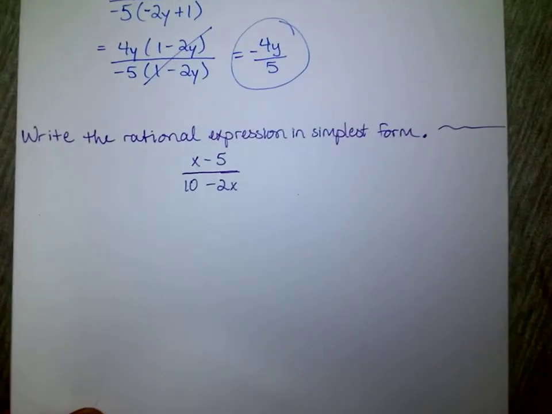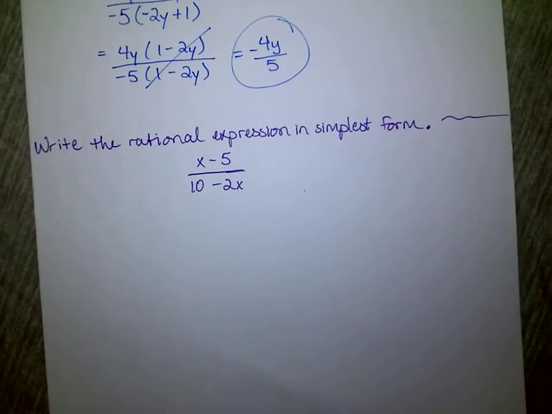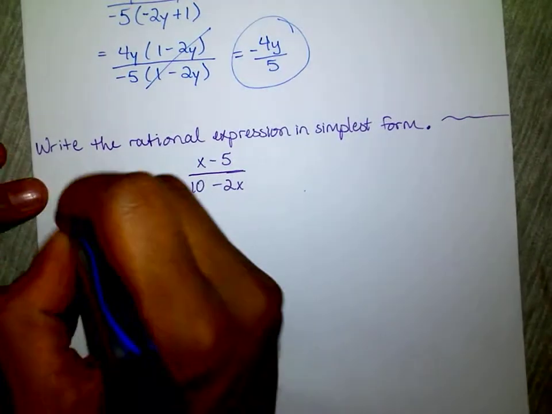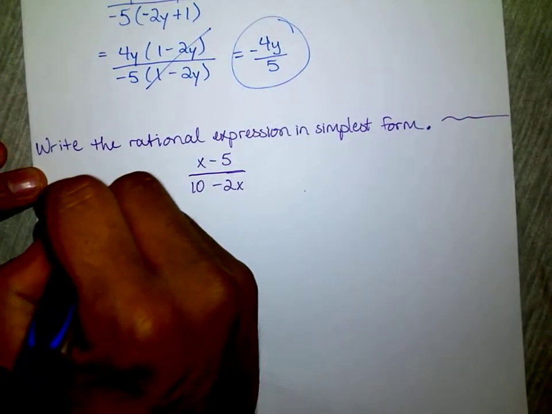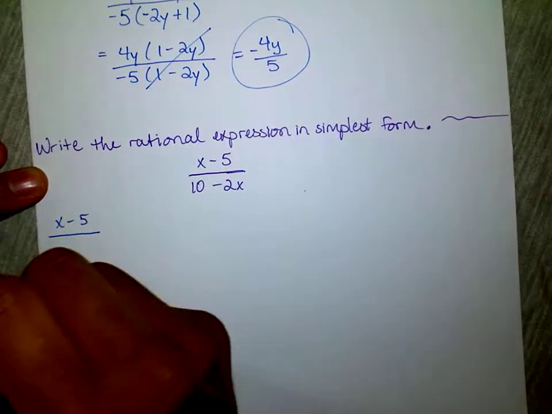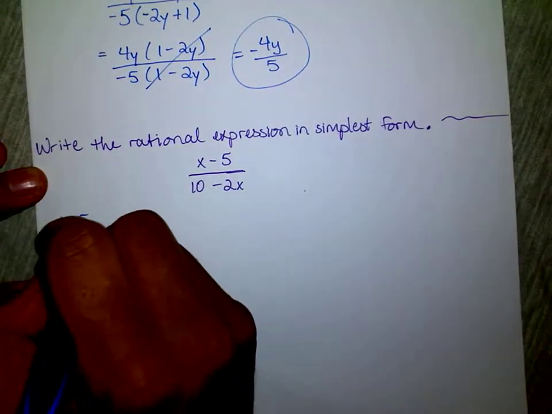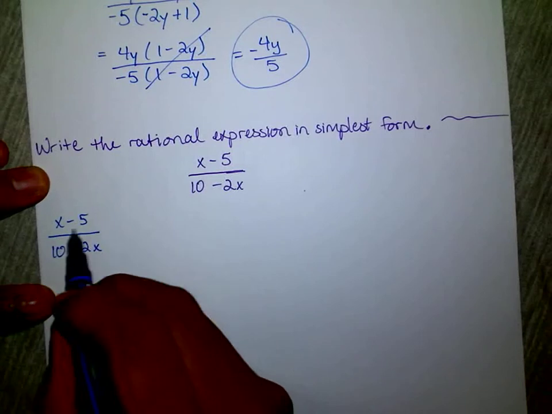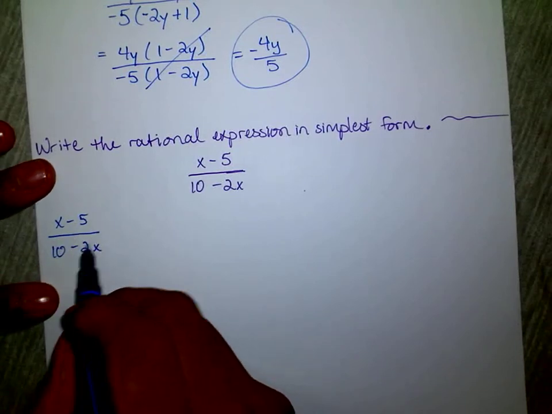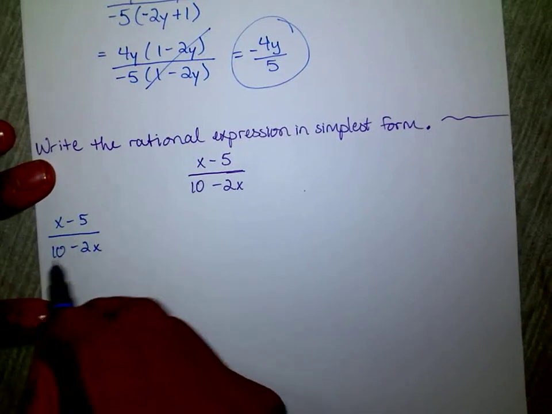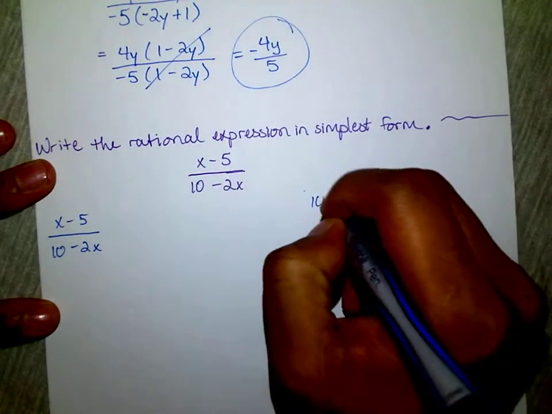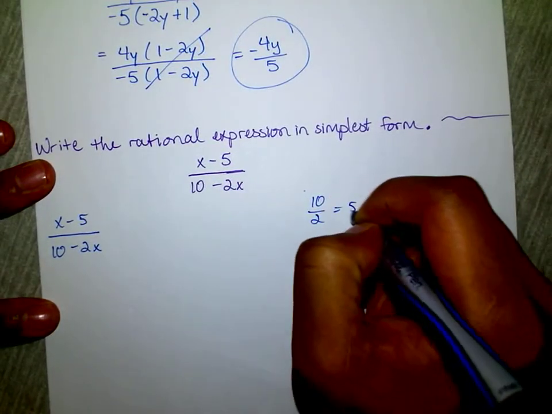Alright, let's go to this next one. We have x minus 5 over 10 minus 2x. So, once again, I'm going to go ahead and rewrite it. And we're going to be looking for a common factor. Well, there's nothing I can really do on the top, but on the bottom, these two have a common factor of 2. So 10 divided by 2 is 5.